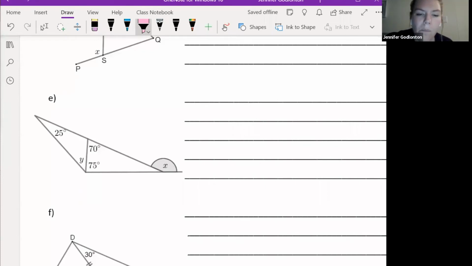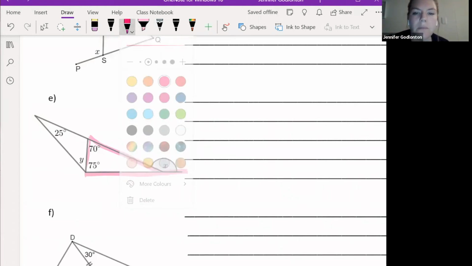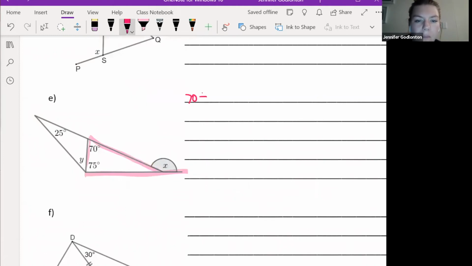on the 70 side, the 70 and the 75, I said exterior angle to the triangle. Is it right? Hold on, let me just draw it in. And I said x equals 70 plus 75. X equals 145.